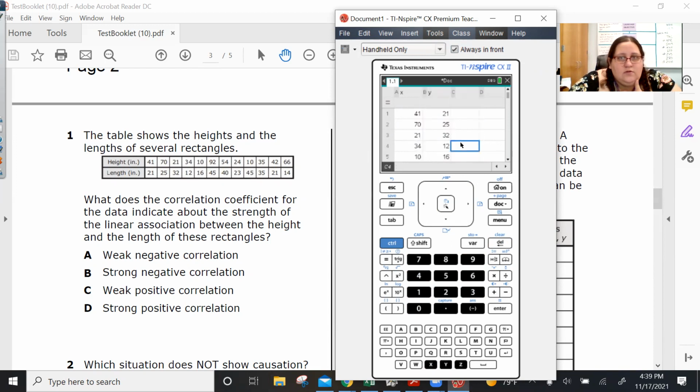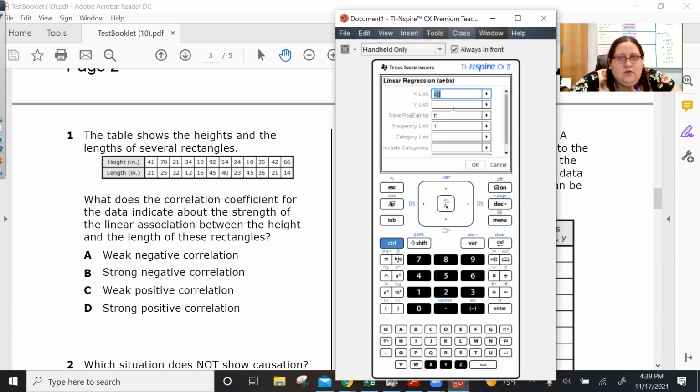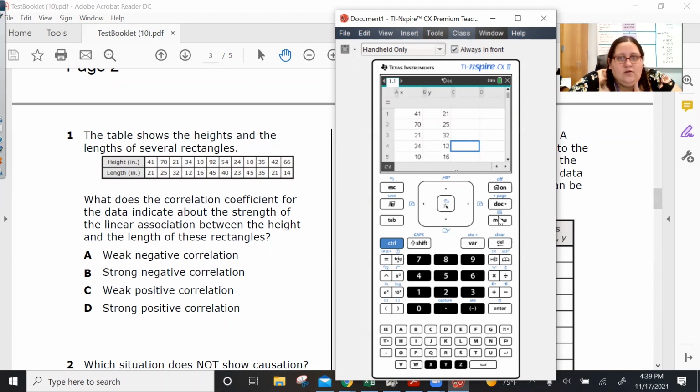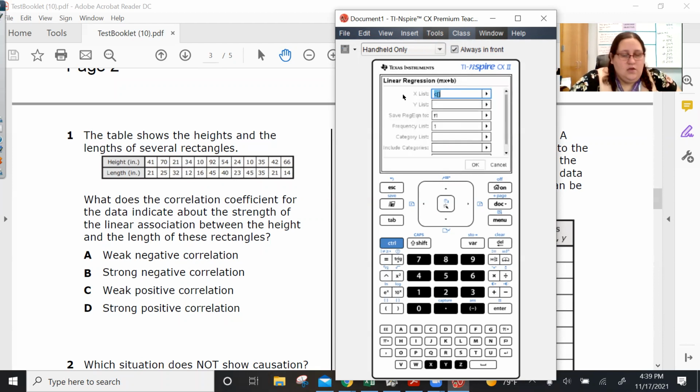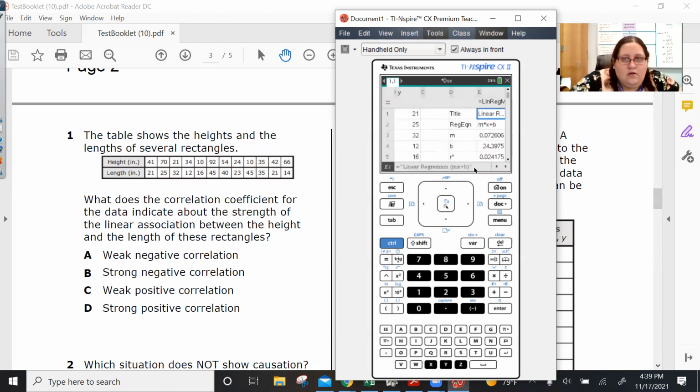So we're going to go ahead and go menu, statistics, stat calculations, cancel, I hit the wrong button. Menu, statistics, stat calculations, linear regression, mx plus b. Your X list was named X, Y list named Y. Enter, enter.